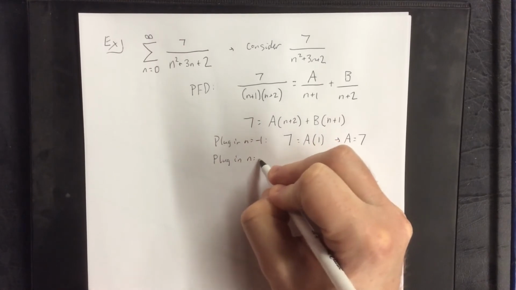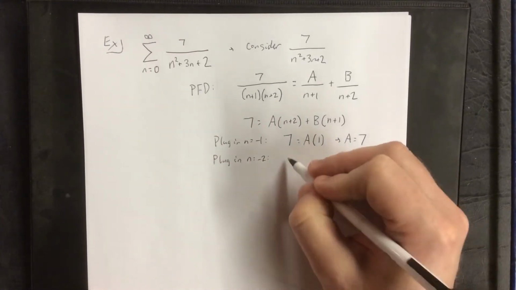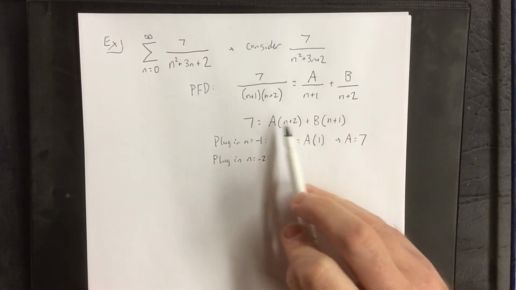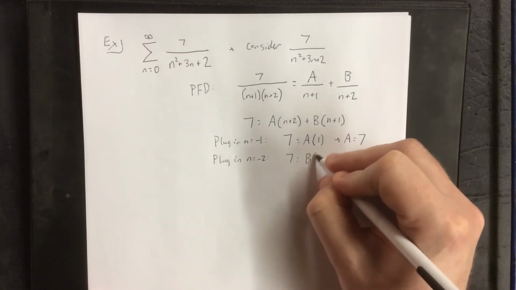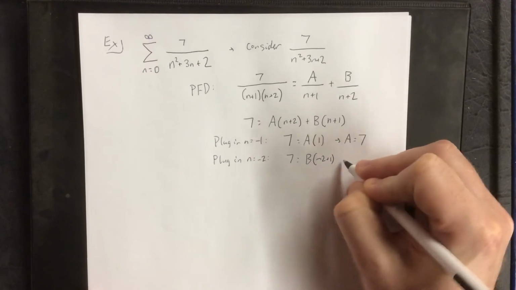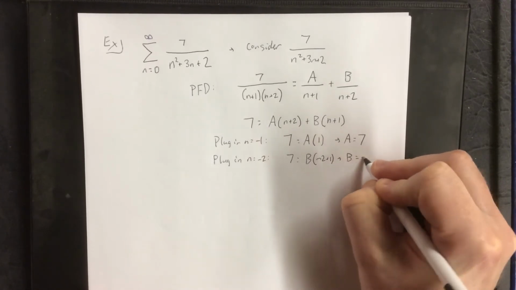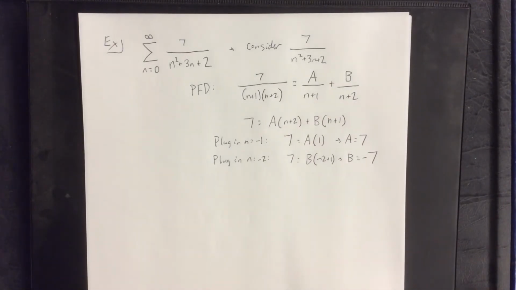If I plug in n equals -2, I'll get that 7 is equal to a times -2 plus 2, that's 0, and b times -2 plus 1. A little bit of algebra lets me know that that means that b is going to be equal to -7.